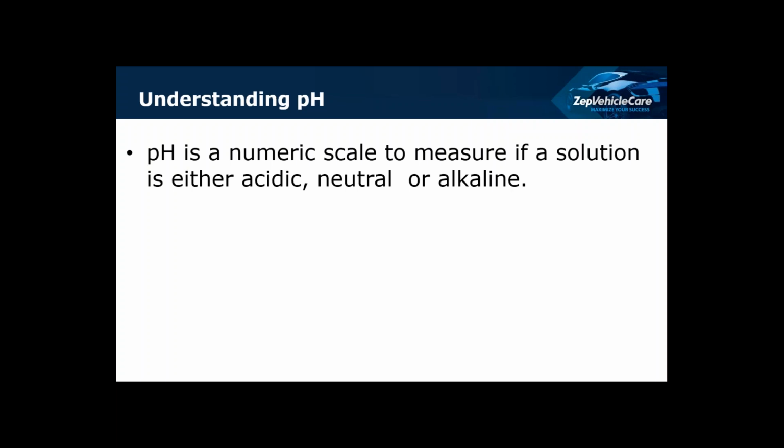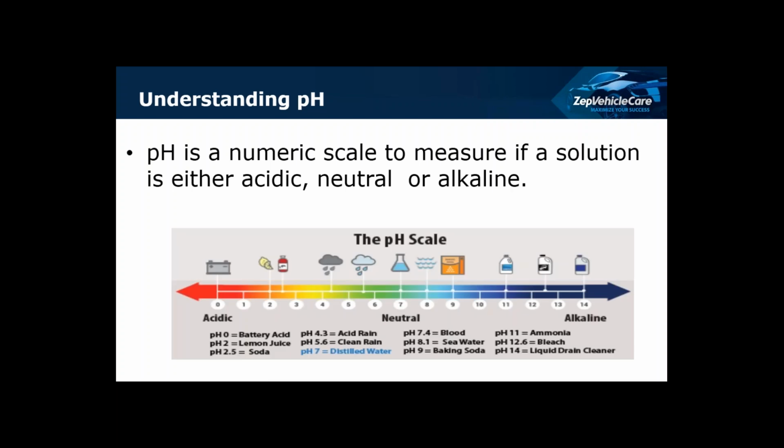Okay, pH. A good simple definition is pH is a numeric scale that measures a solution as either acidic, neutral, or alkaline. And we have a nice little diagram here that shows you, all the way to the left at a pH of 0, the scale goes from 0 to 14. At a pH of 0, you're looking at battery acid.